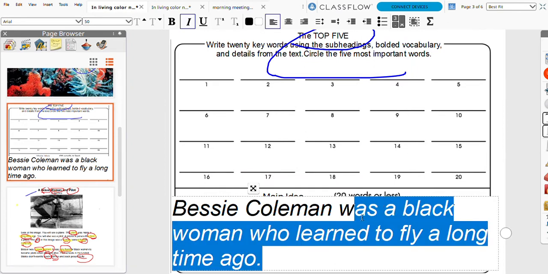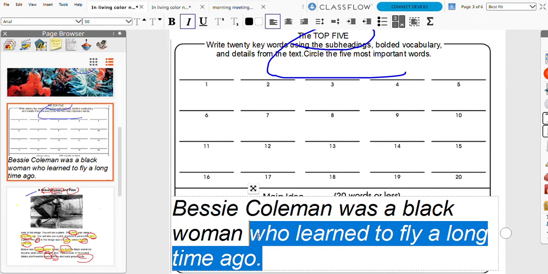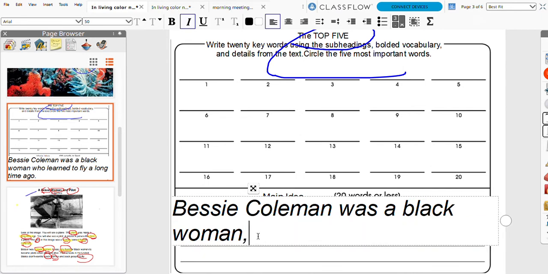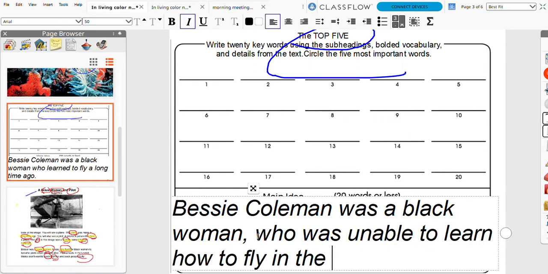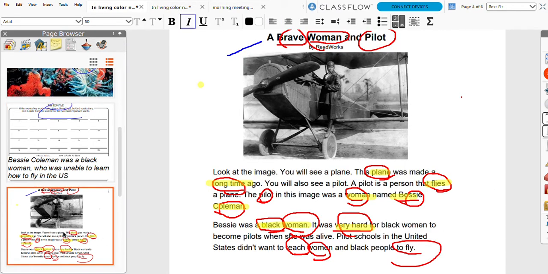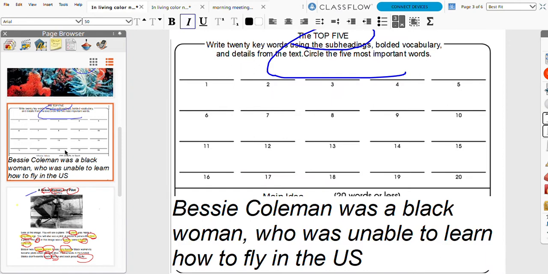So I think we need to revise this. Bessie Coleman was a black woman who was unable to learn how to fly in the U.S. I'm thinking about this, guys. Was that the main idea? Was that what that was mostly about? Talked about Bessie Coleman in the second paragraph here. Yeah, because the United States did not want to teach. I think we could revise this a little bit still.